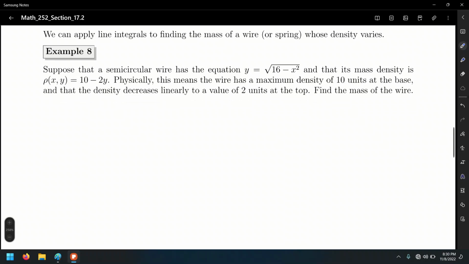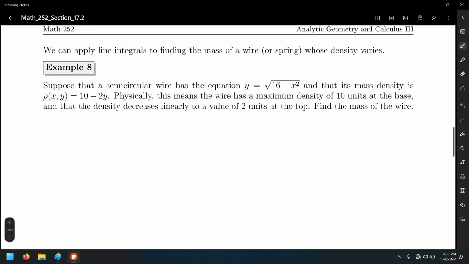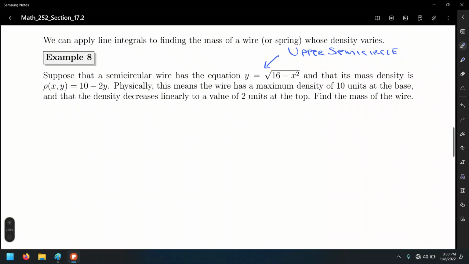For example, we have a semicircular wire of the form y equals the square root of 16 minus x squared, where in this case this is the upper semicircle. How do we know it's the upper semicircle? Because we have the positive radical. Otherwise, it would have been the lower semicircle. And the mass density is rho of x, y equals 10 minus 2y.